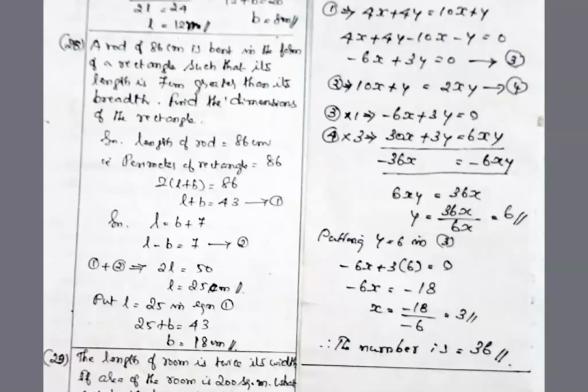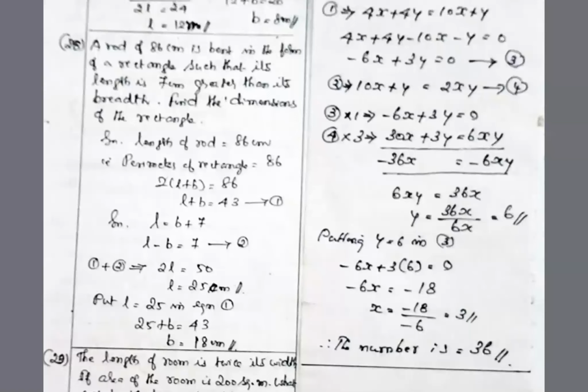A rod of 86 centimeter total is bent in the form of a rectangle. So that is nothing but the perimeter of the rectangle they are telling. The total length of the rod is converted into the perimeter of the rectangle. Perimeter of rectangle is 2 into L plus B is equal to 86. L plus B is equal to 43.